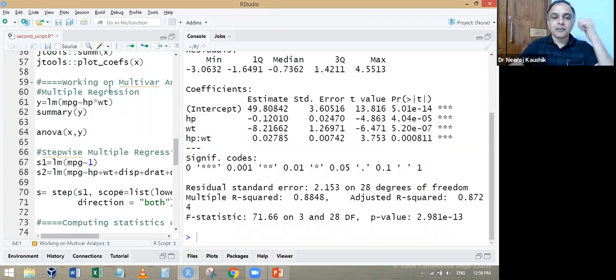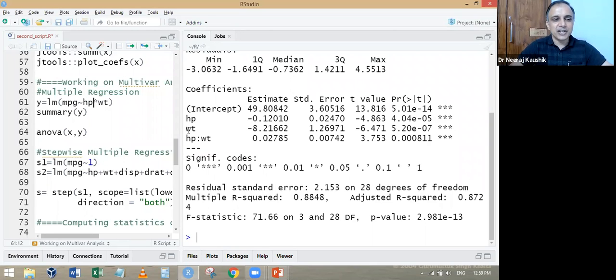Now it is saying for the HP, it's significant, weight is significant, and HP into weight, that is also significant. So this is the same which people were asking about, the moderation. Moderation in RStudio is just fun. It's just so simple. Please remember, another name for moderation is interaction effect, when the product of the two is taken as a separate variable. So nothing to be done.